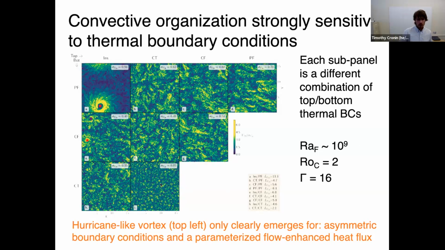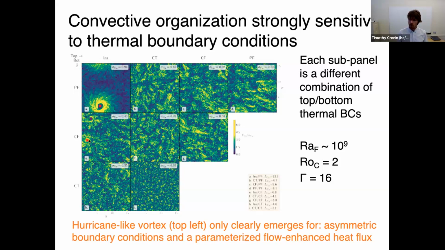So there are no large-scale persistent structures that form in this fixed temperature boundary condition case. Where we do see a clear hurricane-like vortex forming is a situation where we have a flux-based bottom boundary condition where the heat flux is enhanced by a flow near the bottom boundary. So we've called that a parameterized flow speed enhancement of the flux. And then on the top, an insulating boundary. So this is the most atmospheric-like setup we've contrived.